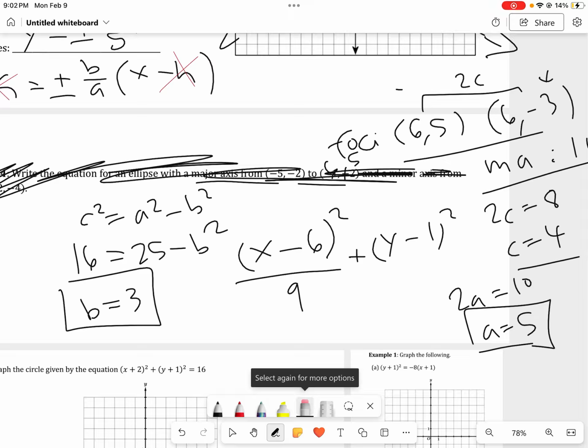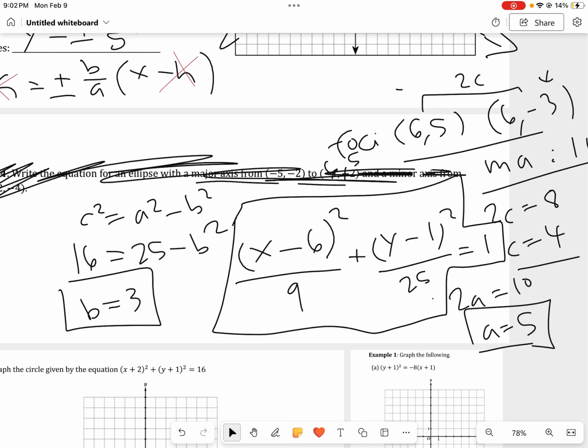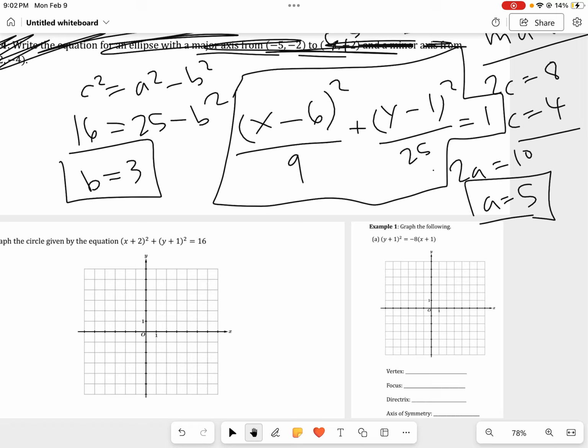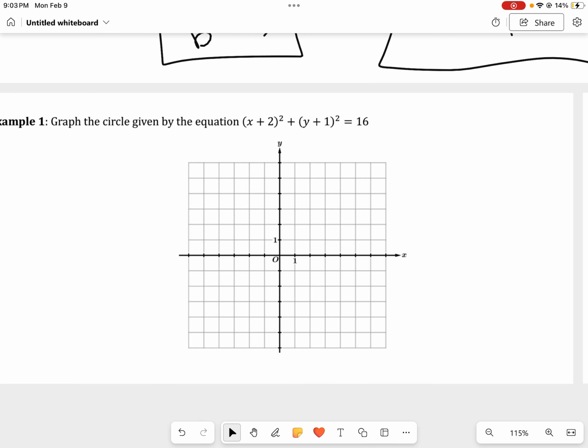over a squared, 25, equals 1. Okay, really messy, but that's pretty much what it is. Ignore that, the first one wasn't supposed to be solved. Let's do these two quickly and let's go.